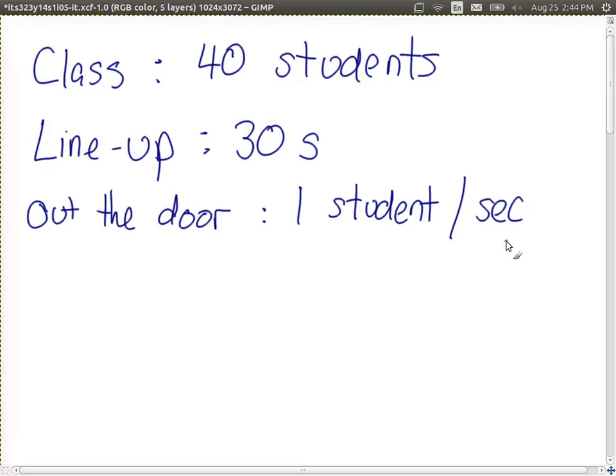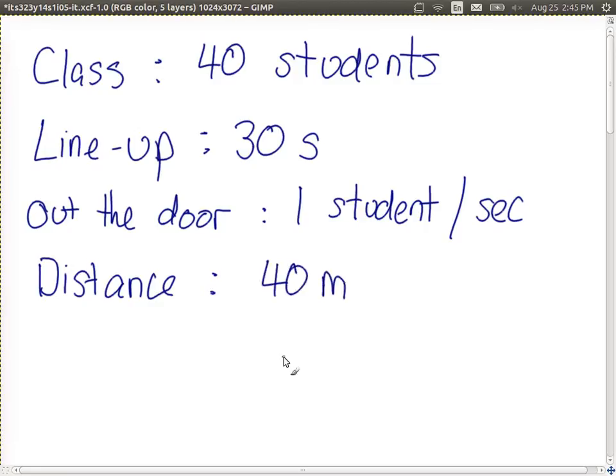Now, when the first person walks out of the door, they need to walk down the corridor, down the stairs, into the other room. Okay? And how far away is one of the lecture rooms downstairs? Let's say, I don't know, some distance between this room and the next room of... Anyone guess? Uh, 40 meters? Okay, let's say it's 40 meters from the door here, down the corridor, downstairs to the next room.